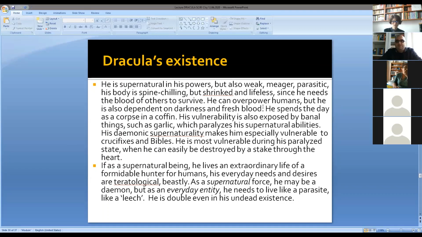If, as a supernatural being, he lives an extraordinary life of a formidable hunter for humans, his everyday needs and desires are beastly. They are teratological. As a supernatural force, he may be a demon, but as an everyday entity, he needs to live like a parasite, like a leech. This is an expression from the novel. He is double, even in his undead existence. He is not just double because he is a shadow of an aristocrat. He is double even in his undead existence, because as undead he is both supernatural and a very weak everyday entity.